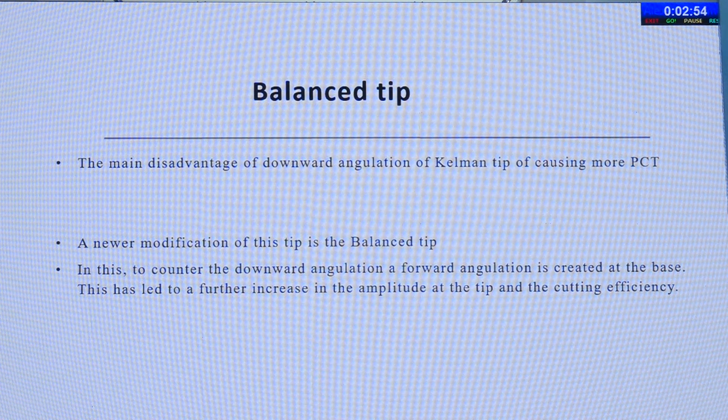Secondly, why angulation helps is because this is the base. Over here, the movement is less as compared to the tip. So when the tip is moving, the cutting is efficient, but at the same time, the heat generation near the wound is less, because this base is moving less and the tip is moving more. That is the advantage of angulation. That is how the angulated tip came into play.